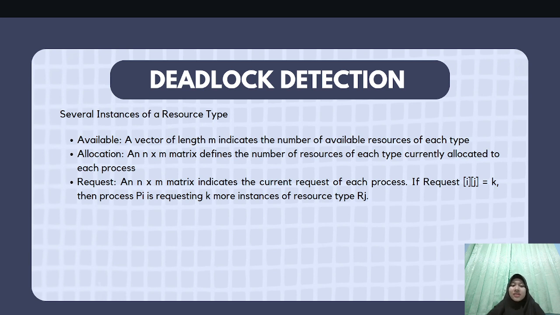The third one is request. An n x m matrix indicates the current request of each process. If request[i][j] equals k, then process Pi is requesting k more instances of resource type Rj.